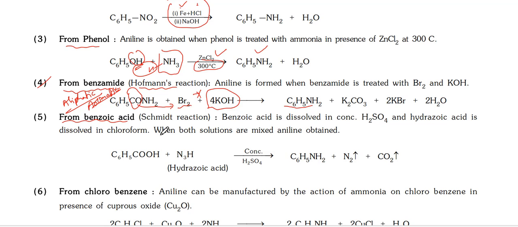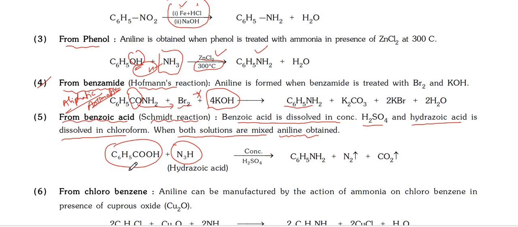From benzoic acid, that is the Schmidt reaction. In named reactions we already discussed it, including the mechanism. The benzoic acid is dissolved in concentrated H2SO4 and hydrazoic acid is dissolved in chloroform. When both solutions are mixed, we get aniline. Hydrazoic acid and benzoic acid are dissolved individually, then the two mixtures are combined and give aniline. This is the Schmidt reaction with hydrazoic acid.